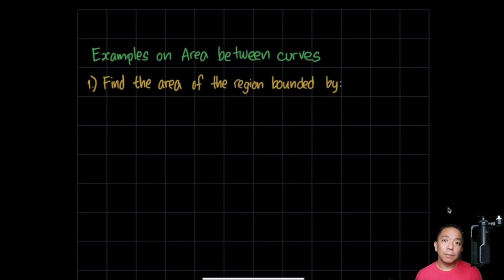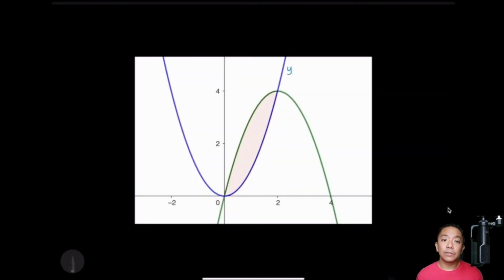So for the first problem, you're asked to find the area of the region bounded by these two curves, y equals x squared, tsaka y equals negative x squared plus 4x. So ito yung graph ng dalawang curves. Let's label them. The graph that's color blue, this is the graph of y equals x squared. And yung plot na kulay green, this is the plot of the function y equals negative x squared plus 4x. Now, you will notice merong region na parang slightly pinkish. Ito yung region na bounded by these two curves at yung area niya, yung gusto nating mahanap ngayon.